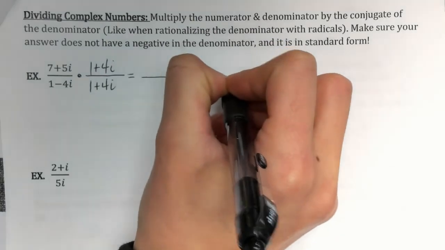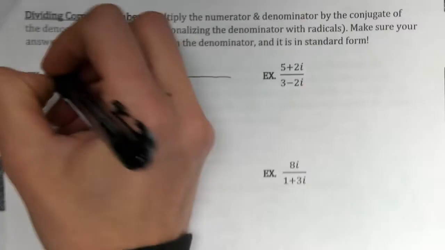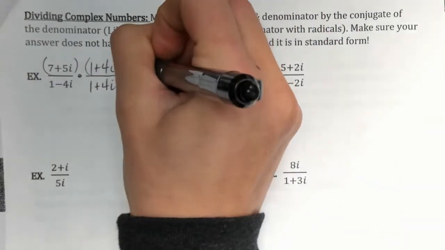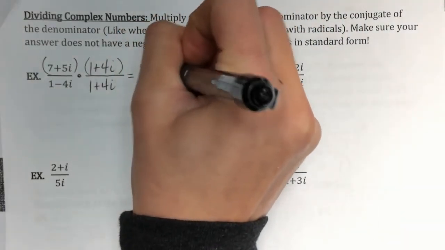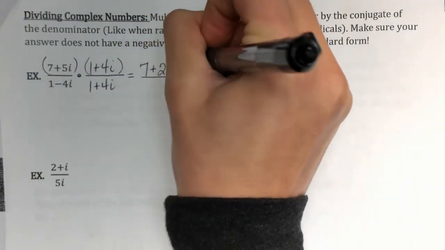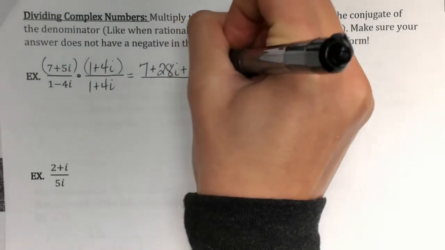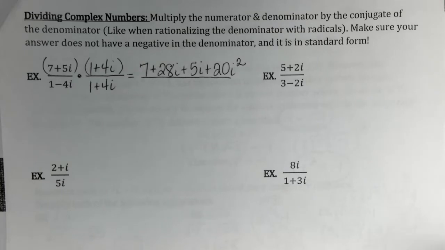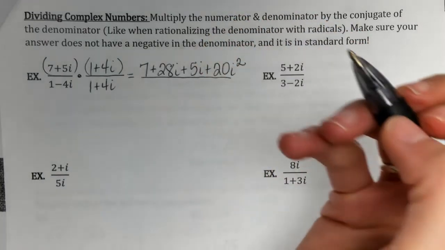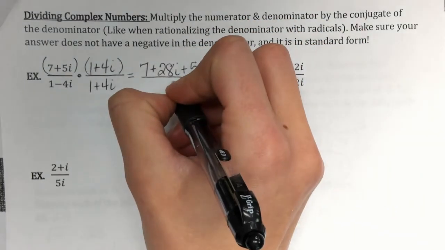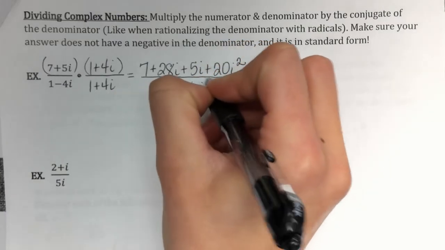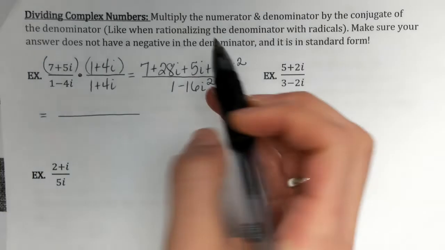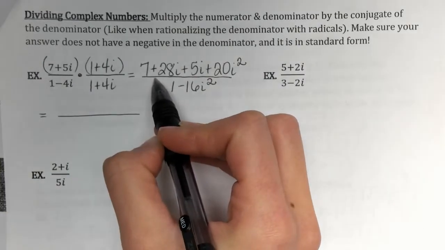Okay, my numerator. I've got to FOIL it because they're 2 completely different things. So I've got 7 plus 28i plus 5i plus 20i squared. Again, don't skip out on that i squared. Now my denominator becomes what? 1 minus 16i squared. Okay? I clean up my numerator.